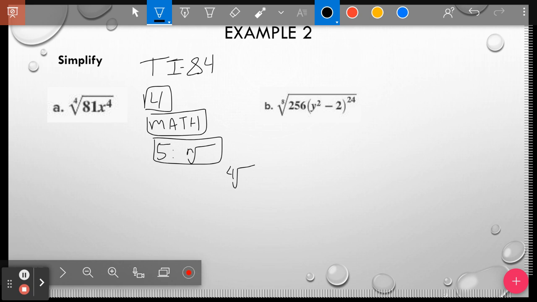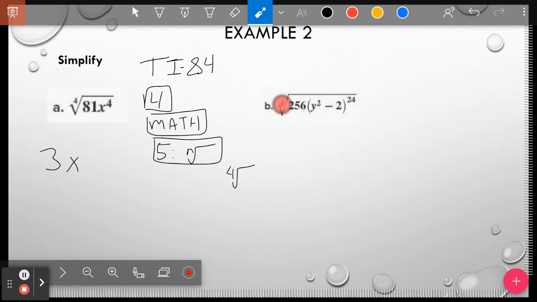Let's do that. Math, 5. The 4th root is in. I type in the 81, I hit enter and it says 3. And so this is 3x. Again, with the x's, I'm just doing the exponent number divided by the index number. 4 divided by 4 is 1. I could write a 1 here, I just don't need to. Anything to the first power is itself.